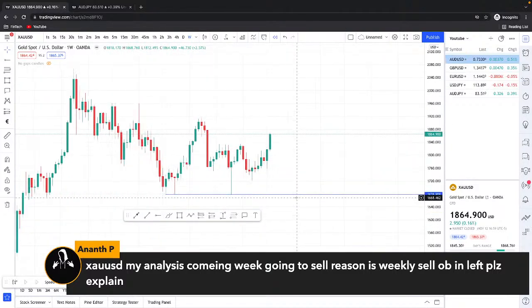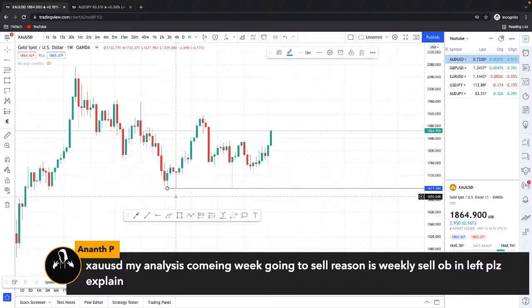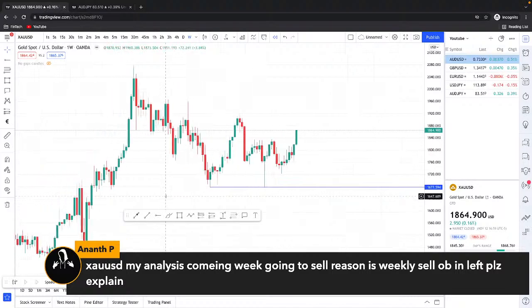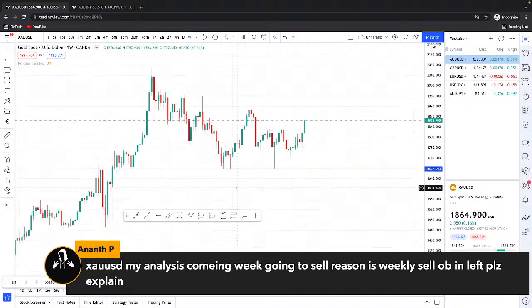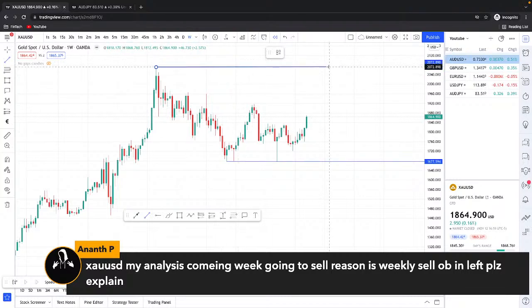Okay, so we have a reason here, actually it's equal lows, so we have a reason to take this liquidity out, but liquidity is not directional bias. Okay, now what do we see here? This was a low, this was a high, sorry, and this was a low, so it's bullish for me.